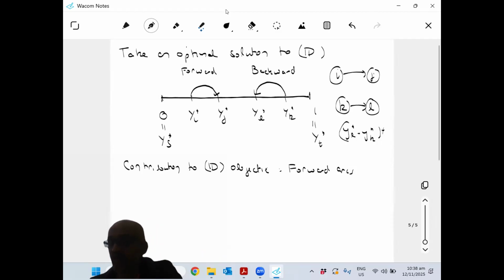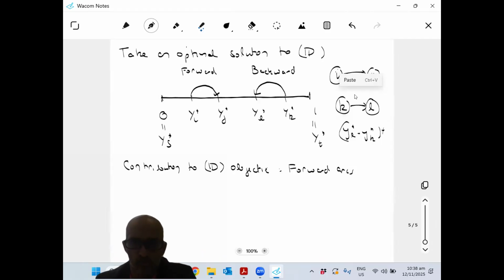Sorry, where yj exceeds yi will contribute, but where yl is less than yk, it won't contribute. So this number should be larger than this number. So only forward arcs contribute. Now we will create a cut.